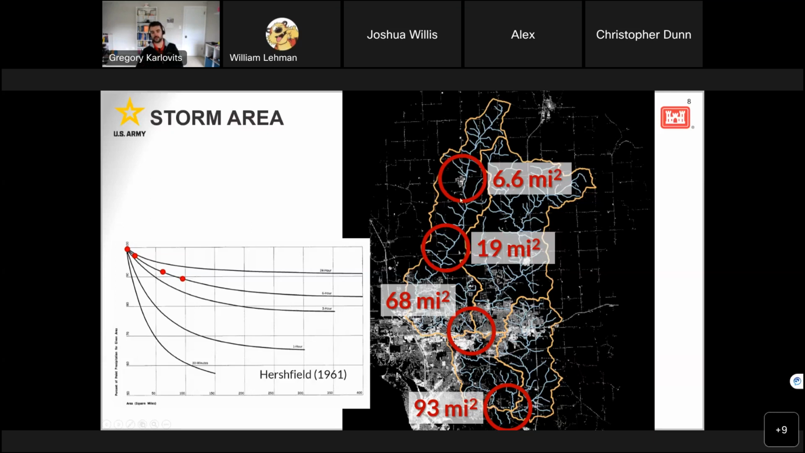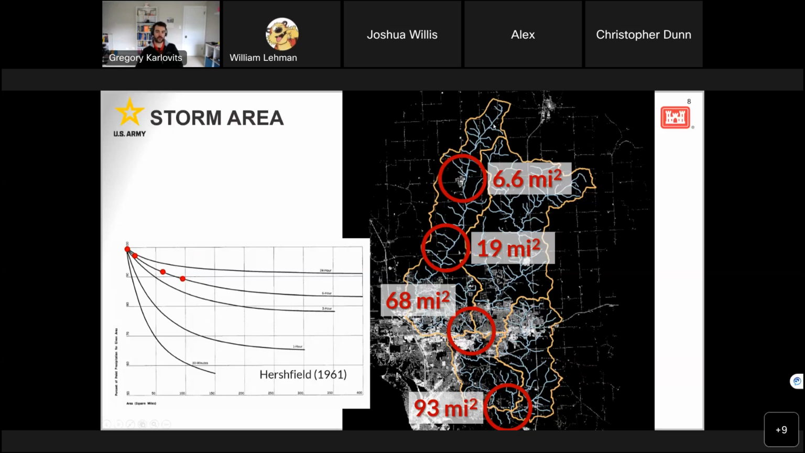If I wanted to do modeling for that, I'm going to have very different assumptions about the area average precipitation above that point than I would if I was modeling all the way here at the outlet at 93 square miles. And so you could see that for small areas here, if I'm at 6 square miles, the ratio of the area average to the point maximum is close to 100%. But when I start getting out to, say, 93 square miles, like here at the watershed outlet, I have to reduce that by more than 10% off the top.